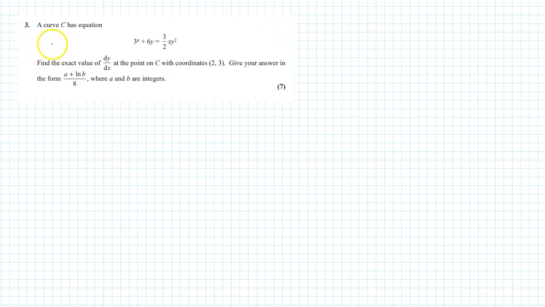Question number 3. A curve has equation 3 to the power x plus 6y is equal to 3 over 2 xy squared. Find the exact value of dy over dx at (2, 3). Give your answer in this form.